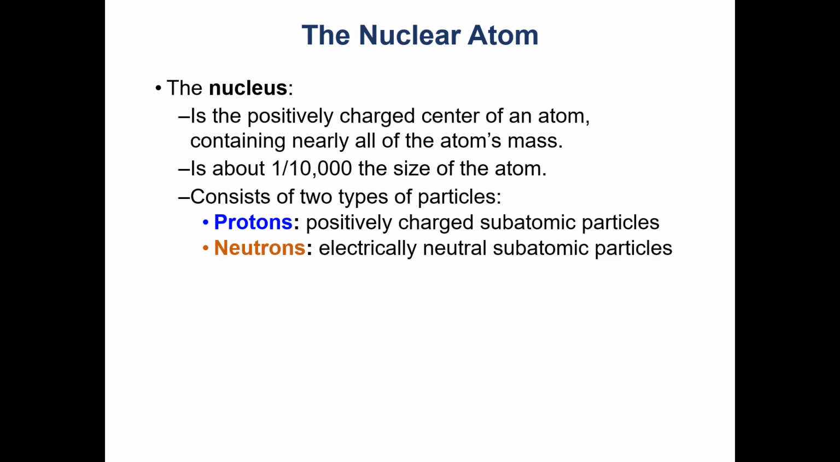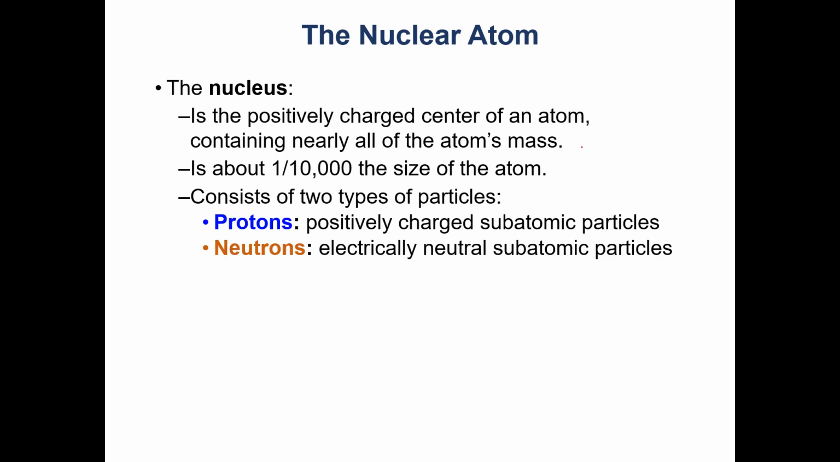So let's talk about the parts of an atom. The nucleus is the positively charged center of an atom. The nucleus is where most of the mass of an atom is. The electrons that are around the nucleus are actually fairly small. So what's in the nucleus makes up most of an atom's mass.